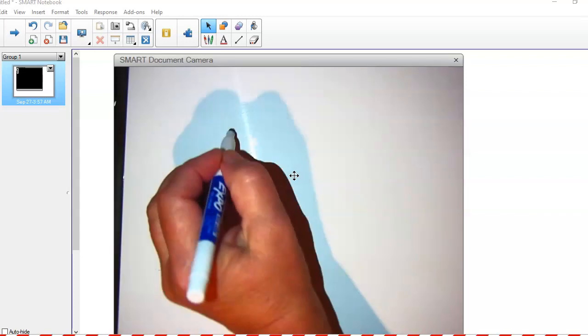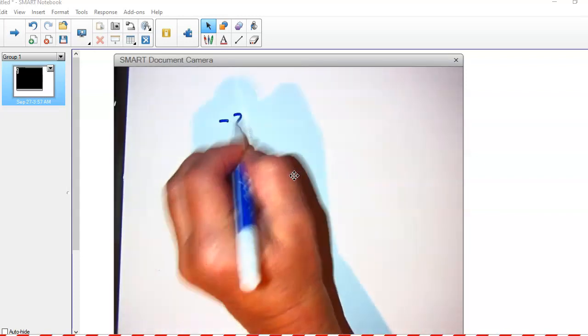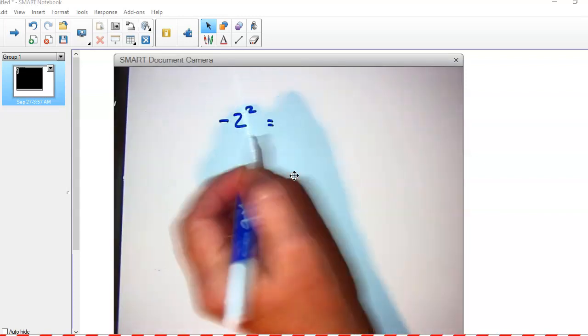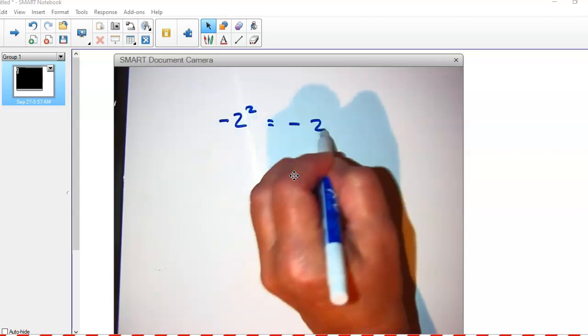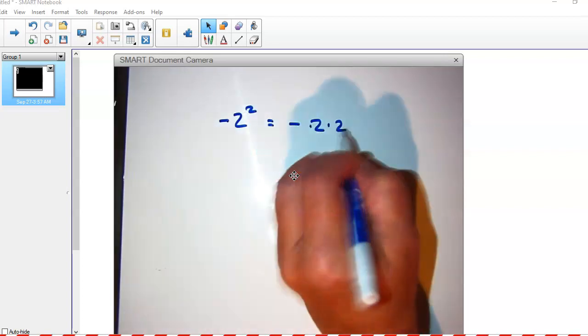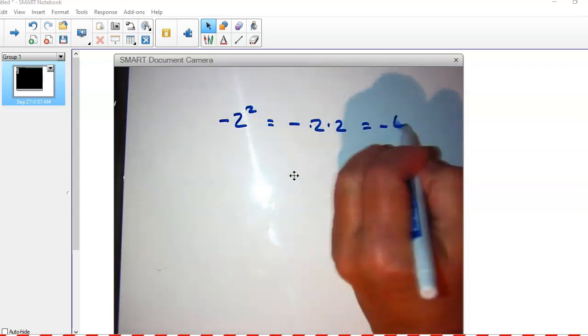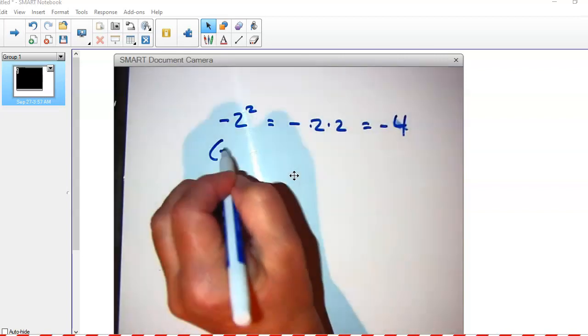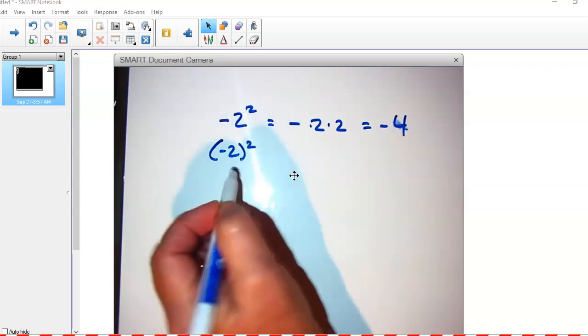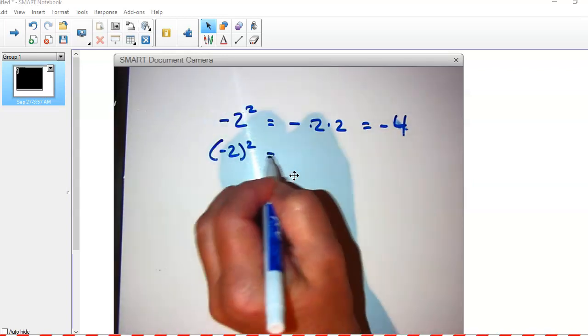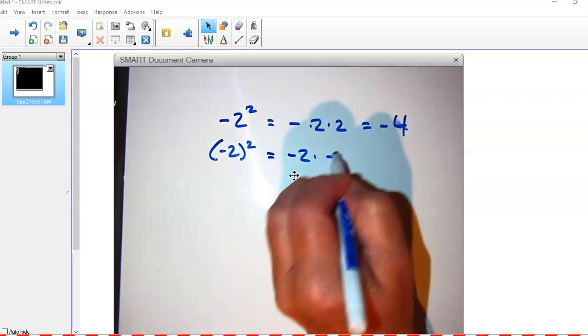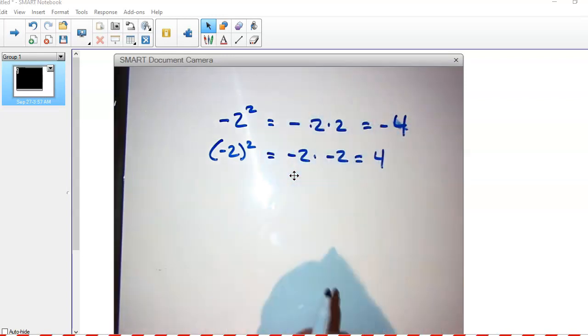Okay, we also need to look at examples of, let's say, if we had negative 2 squared. To write this, we would say negative 2 times 2. This would give me a negative 4. But if I have parentheses around this, that means the negative sign and the 2 is being squared. So we'd say negative 2 times negative 2, and that would give me a positive 4.